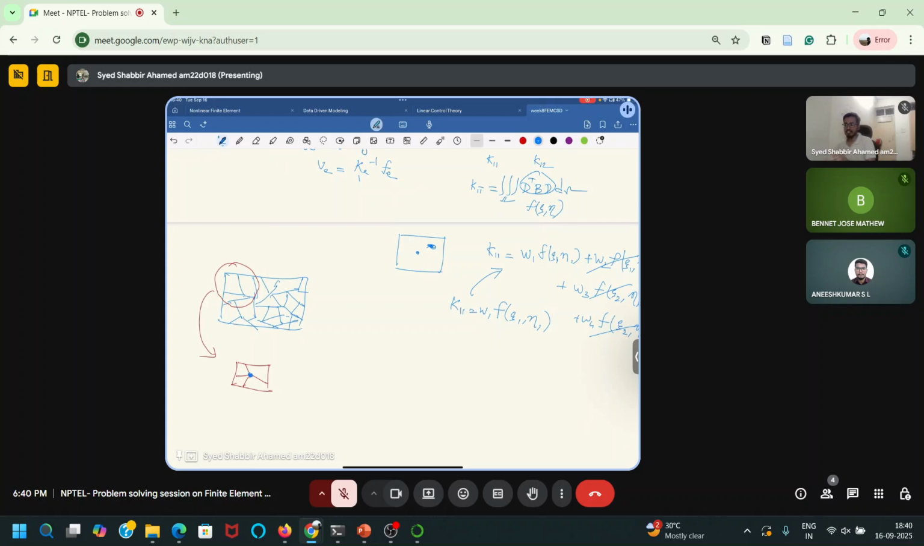This patch test you can just do by hand itself. You don't need to do a finite element simulation; in just 2 to 5 minutes you can check if the mesh is satisfying the criteria and the elements are good enough to give convergence. So the patch test is one kind of thing which will help you do that and avoid convergence issues.